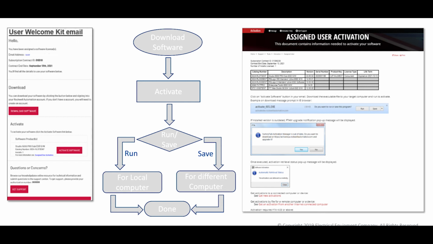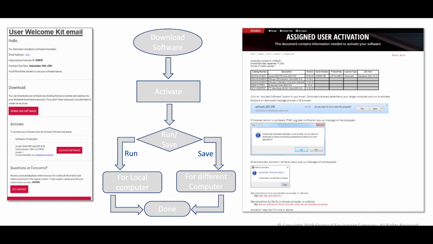So having shown the activation process through Activation Manager, you're all very familiar with that. You can also activate your software now from your welcome kit. When you purchase software through the portal, you will receive a welcome kit email, and in there you will have links to download the software and then activate the software. When you activate, it will give you the option to run or save the software.